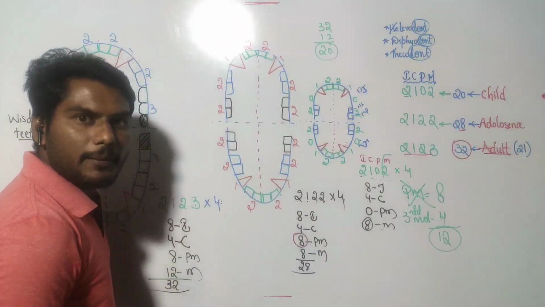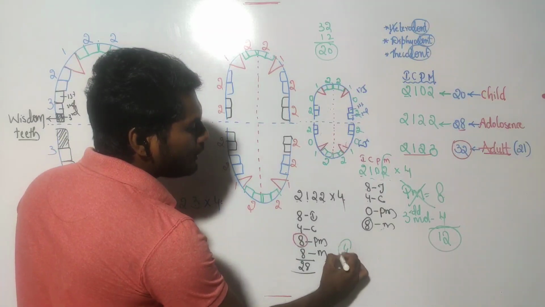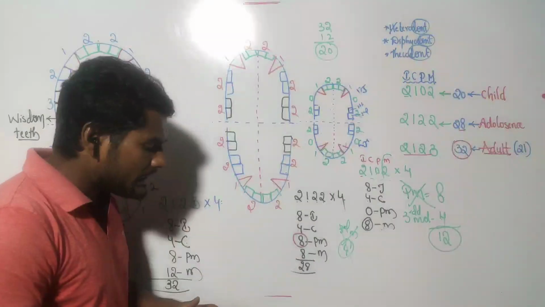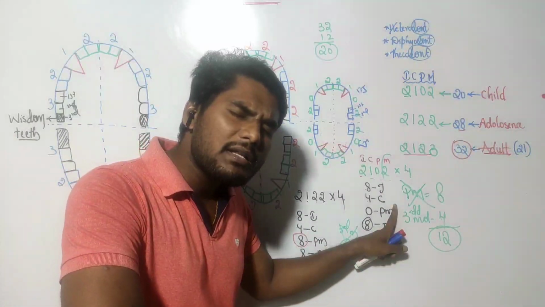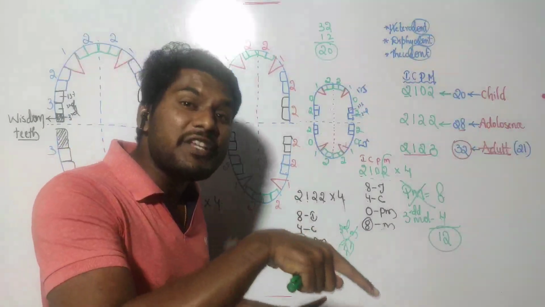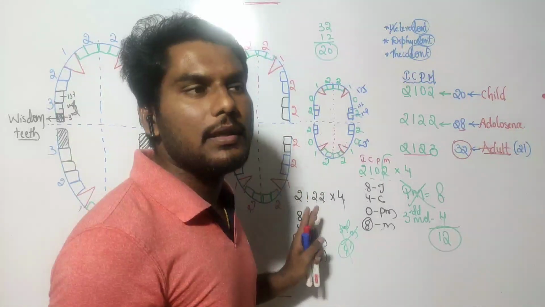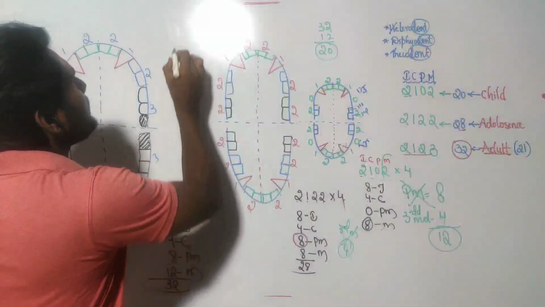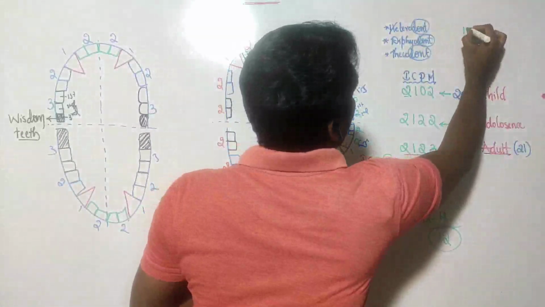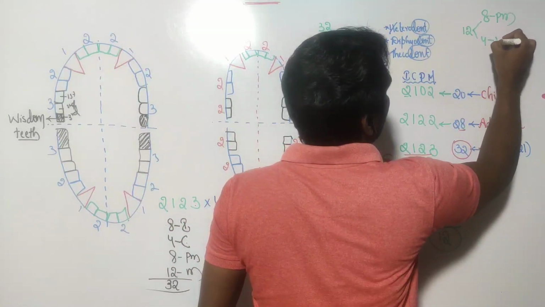In adolescence, 28 teeth are present. So the total number of teeth absent is 4. Those 4 teeth are the third molar teeth. So in child, premolars and wisdom teeth are absent, 8 plus 4. In adolescence, only wisdom teeth, the third molar, are absent. That you remember. Out of these 12 teeth, 8 are premolars and the remaining 4 are molars.